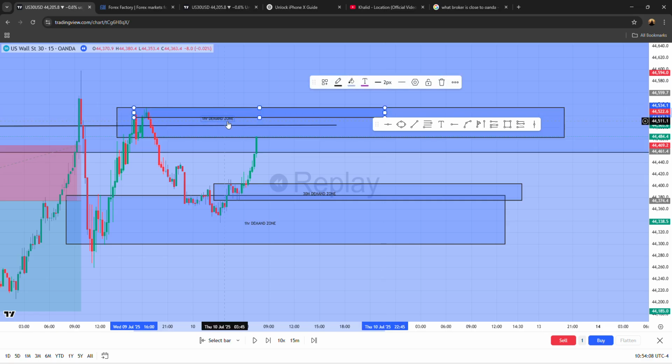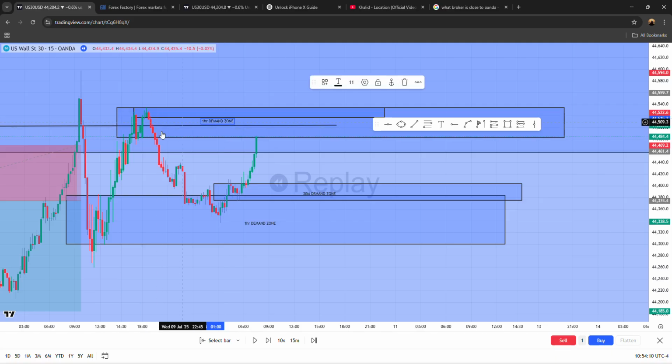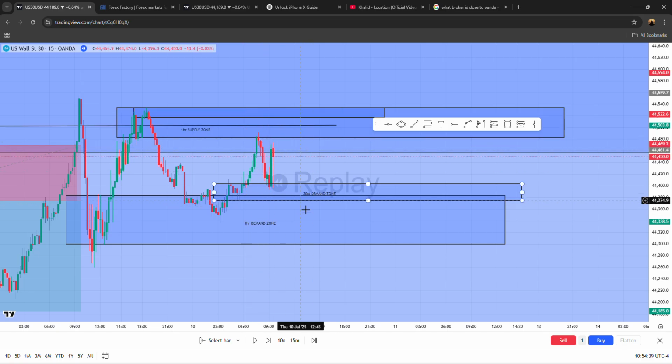So right now we're in the 1 hour demand zone, and there's a 15-minute demand zone right at the 15-minute supply zone. Oh my gosh, my bad. Supply zone. I probably made a mistake in the past ones too. But yeah, supply zone. So let's fast forward and see what happens. So price tapped into this. Still no order blocks that I can mark out yet for a sell.